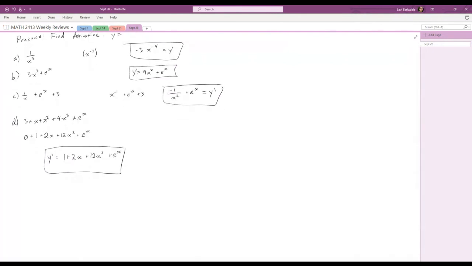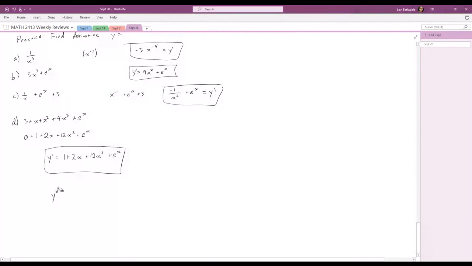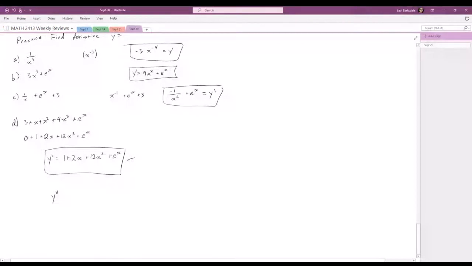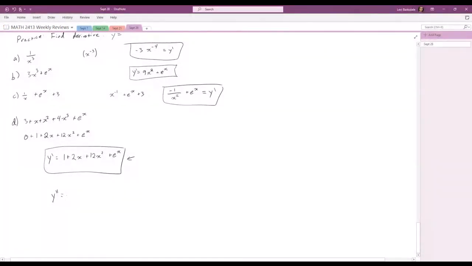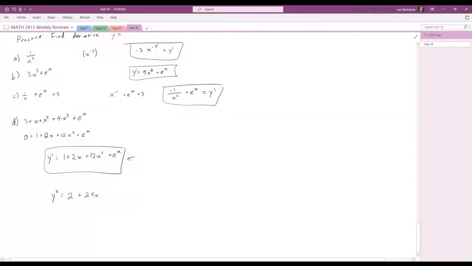But looking at just this second function, this last one, sorry, I could take the second derivative, and this time I'm going to denote it with 2 primes. It's just the derivative of this first one. Derivative of 1 is 0. Derivative of 2x is 2. Derivative of 12x squared is 24x. Derivative of e to the x is e to the x still.